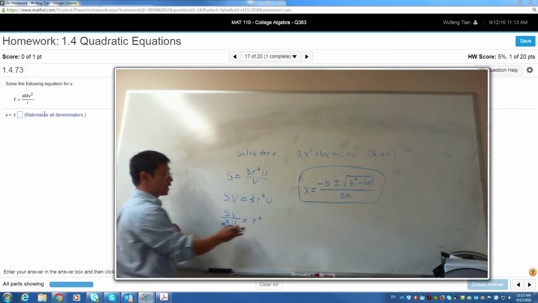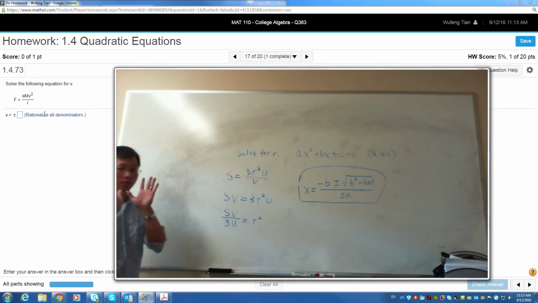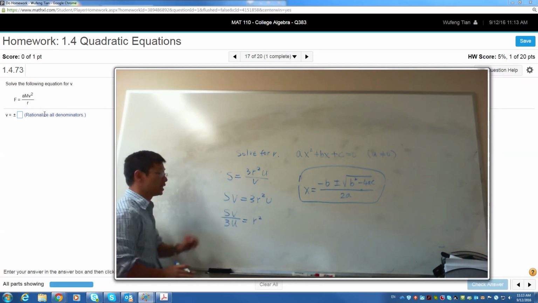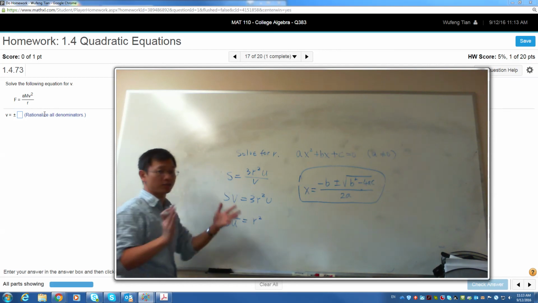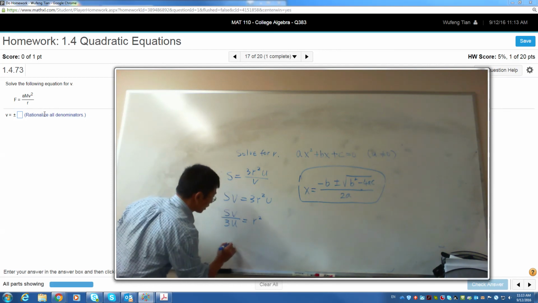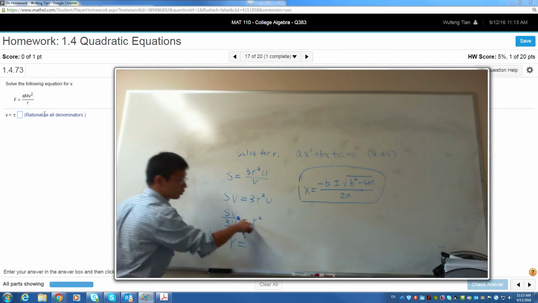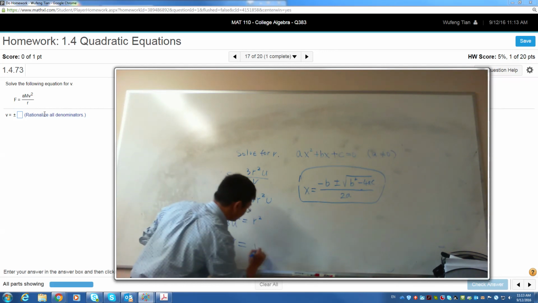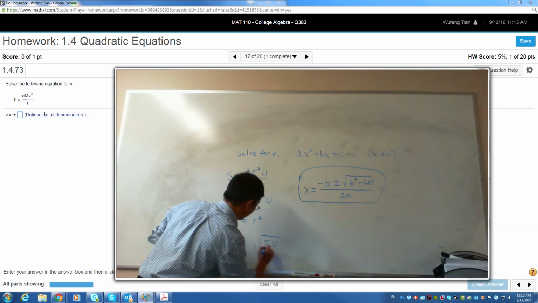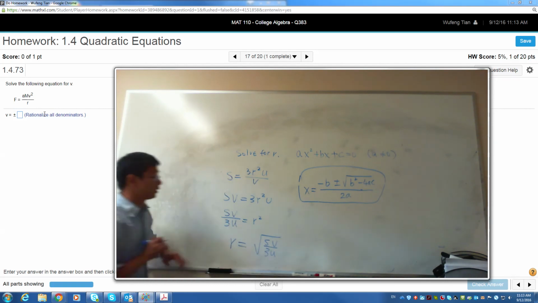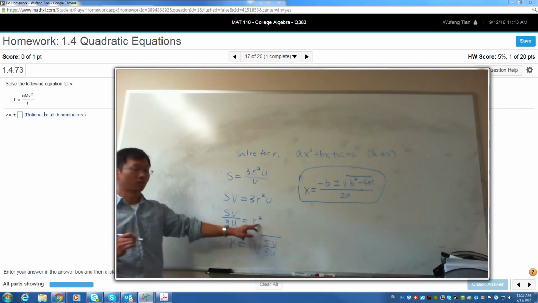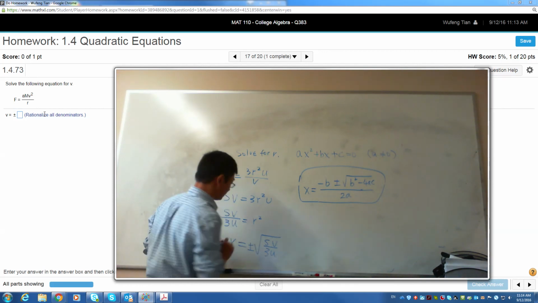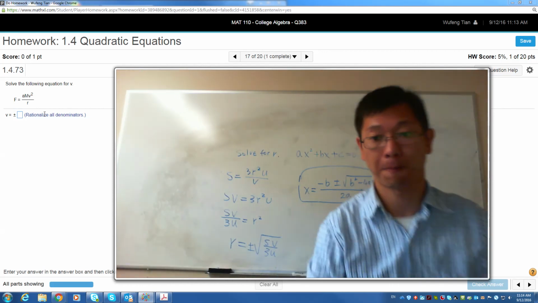Once you isolate r squared, to solve for r you just get rid of the square. How do I get rid of a square? You just take the square root. So the square root of r squared is r, and the square root of this is the square root of sv over 3u. Remember, this is a square, so when you take a square root, you have positive and negative, two roots. That's how you solve this one.